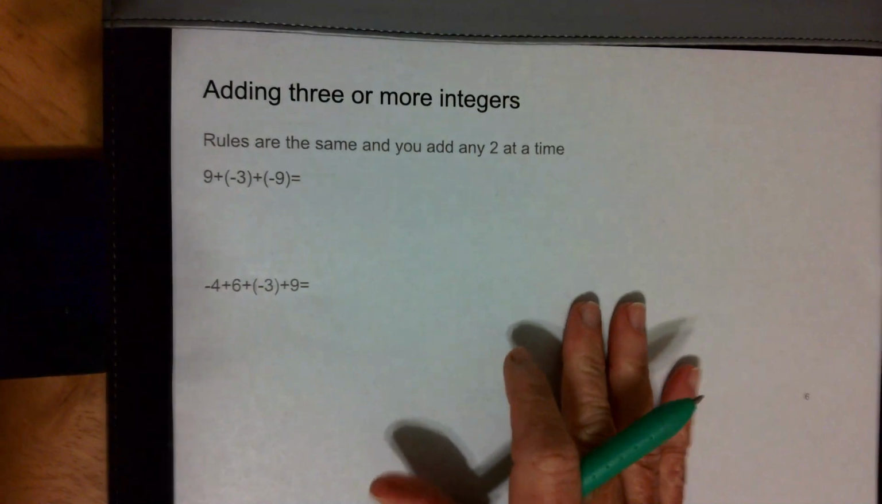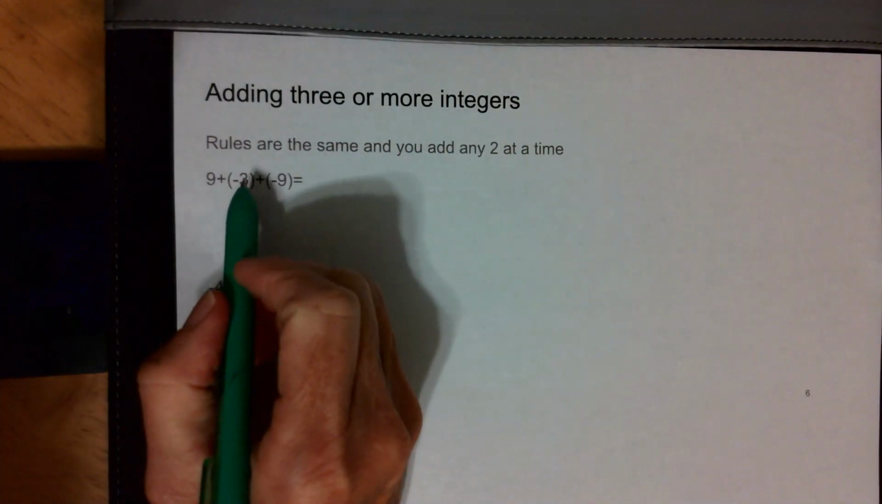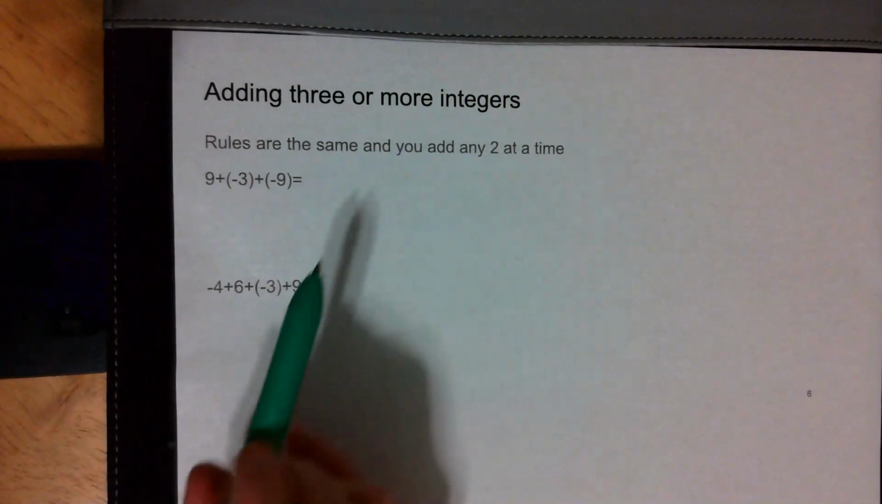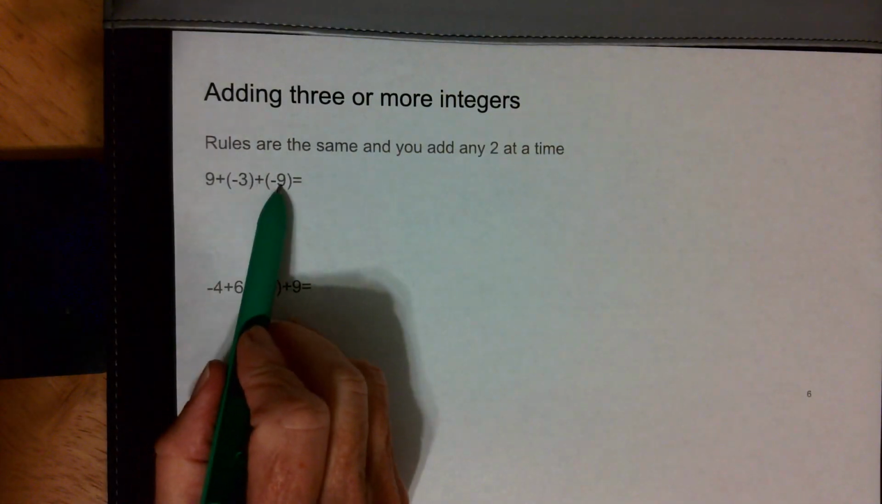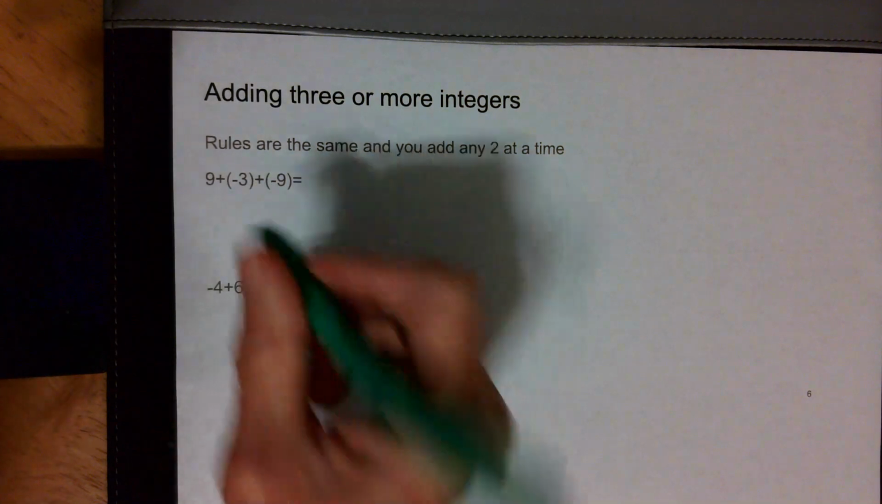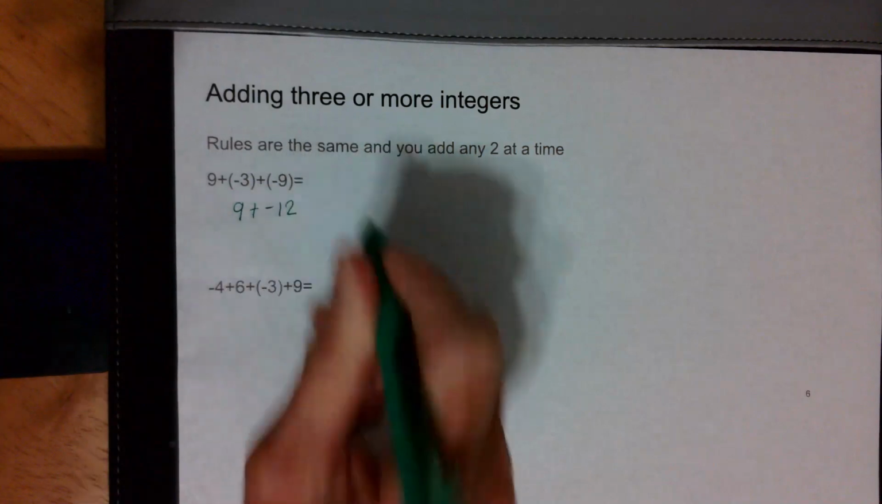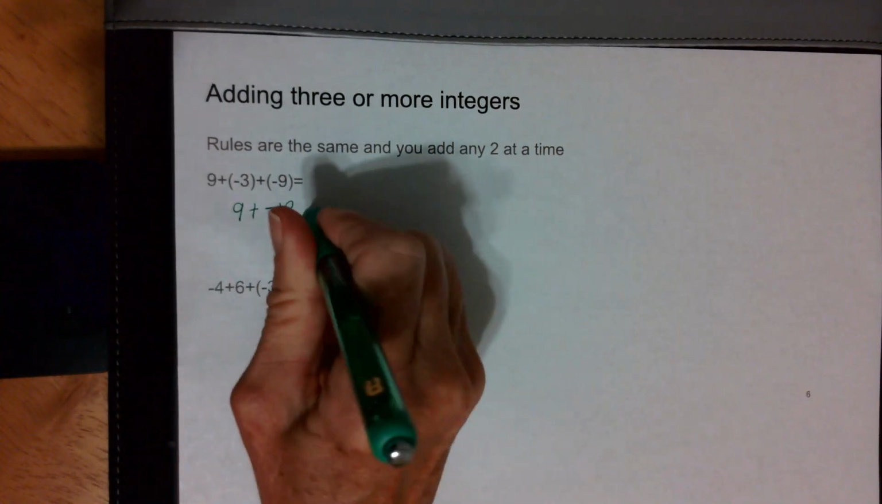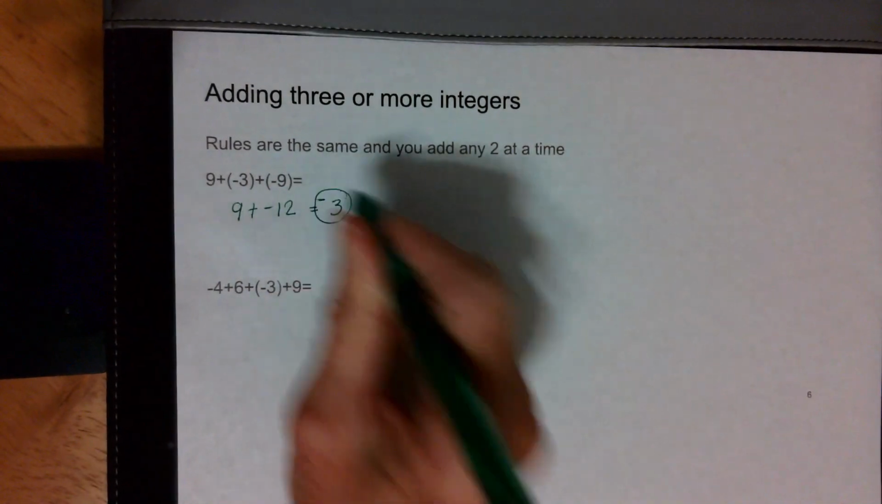Now when you add 3 or more integers, you still are doing the same thing, but you can only add 2 at a time. So I can do it in any order I want, okay? So if you want, you can add the signs that are the same. So 3 plus 9 is 12, so it's a -12. So this becomes 9 plus -12. Now the signs are different, so I'm going to subtract and use the sign of the larger number.